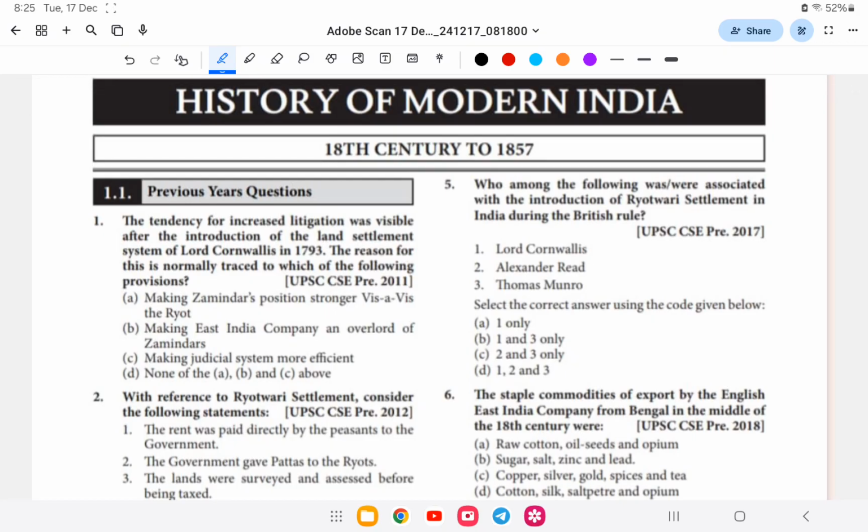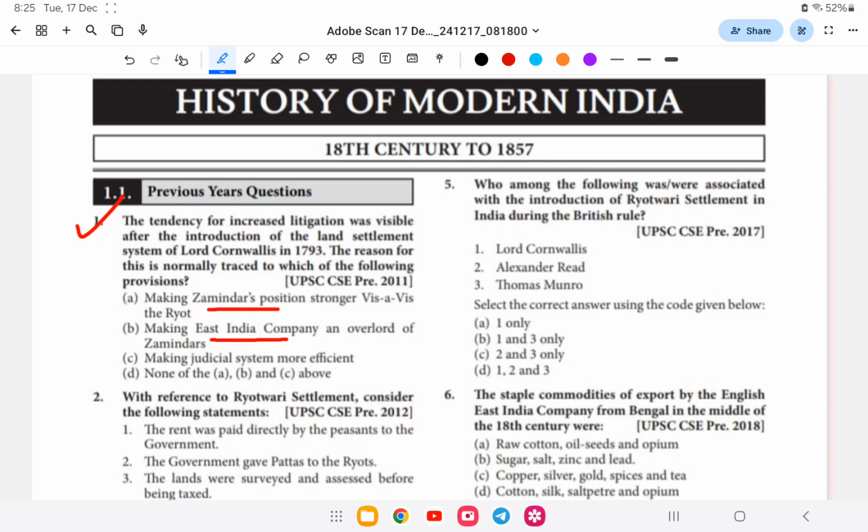The tendency for increased litigation was visible after the introduction of the land settlement system of Lord Cornwallis in 1793. The reason for this was normally traced to which of the following provisions? Is it A, making zamindari position stronger vis-a-vis the riot, B, making East India Company an overlord of the zamindars, C, making judicial system more efficient, or D, none of the above?